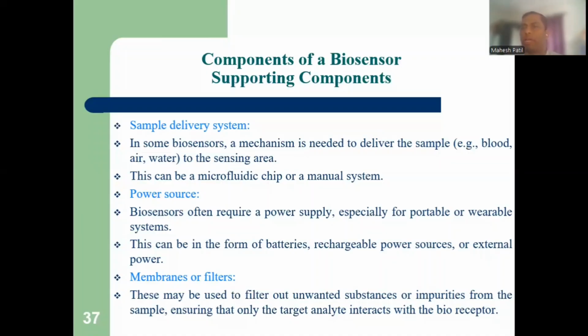So why do I have to use supporting components? Basically, because it depends on the application, on a case-to-case basis. In different applications, I may have to use different mechanisms, like power, how to deliver the sample, and what kind of filters I have to use. In those cases, I use supporting components for those particular cases.